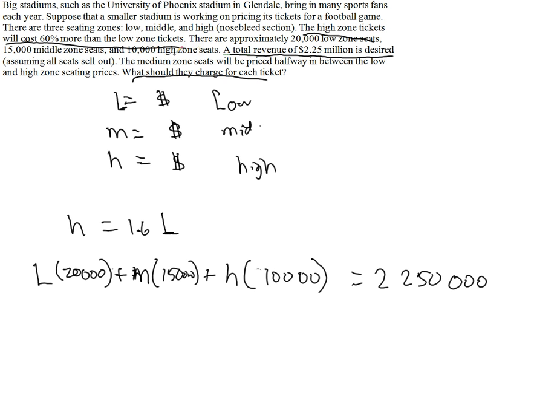will give us $2,250,000. And then finally, medium will be priced halfway between the low and high zone seating prices. So how do we get halfway in between? Well, we can take the difference and divide that by 2 and add it to the low ticket price, or we can just take the average, because that's really what we mean. So if we take the low plus the high and divide that by 2, that'll give us a place halfway in between. Or we could write 1/2 L plus 1/2 H will give us the price for the medium seats.